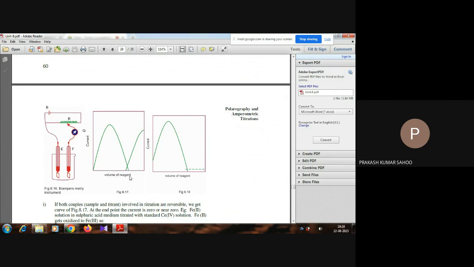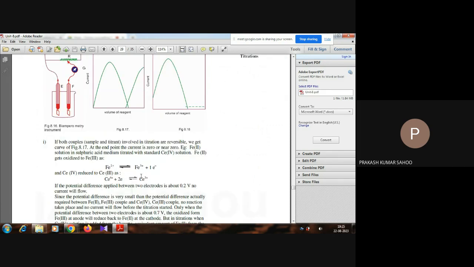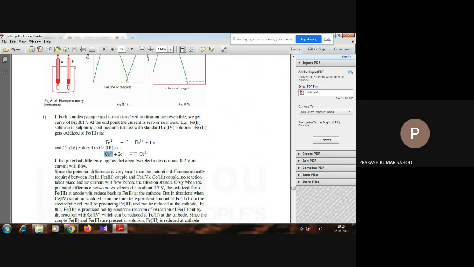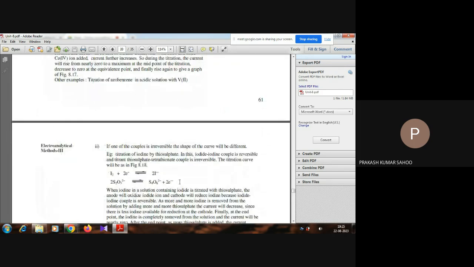When the volume of the reagent is added with respect to the current, we have two types of plots here. If both couples involved in the titration are reversible, that means here two ions are estimated, that is iron as well as cerium. So that is the biamperometry.